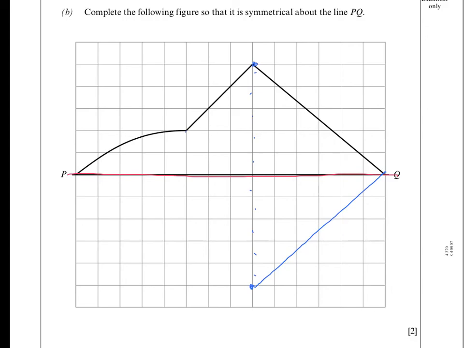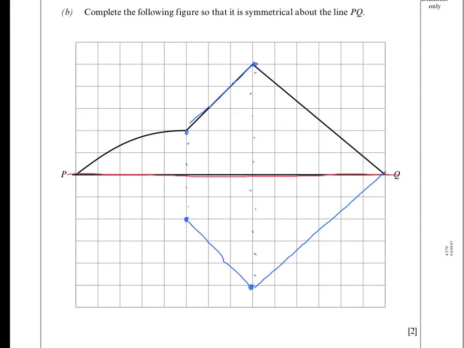Similarly here, this point is 2 squares away from my line of symmetry, so this point needs to be 2 squares away from my line of symmetry. We could have also counted that this diagonal line goes diagonally across 3 squares, so this one has to go diagonally across 3 squares. Obviously yours will look much neater with a ruler.